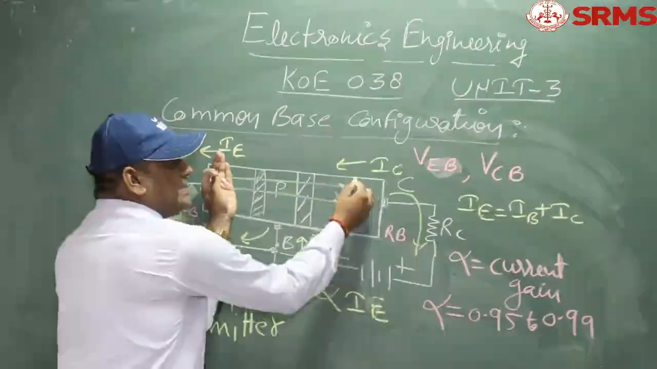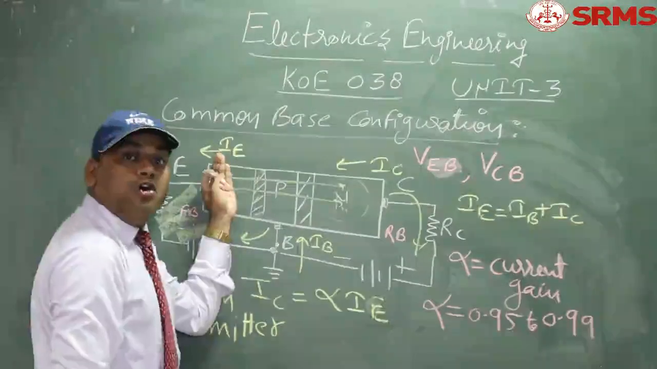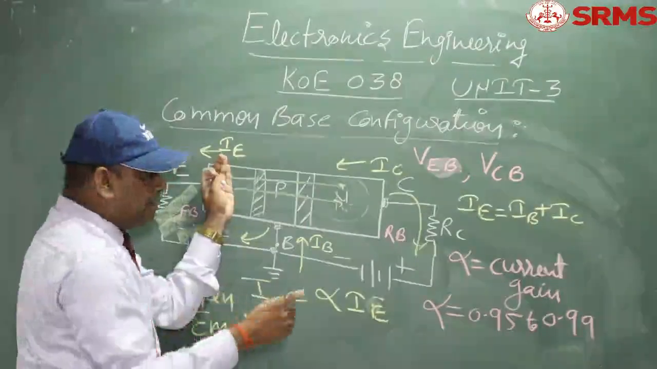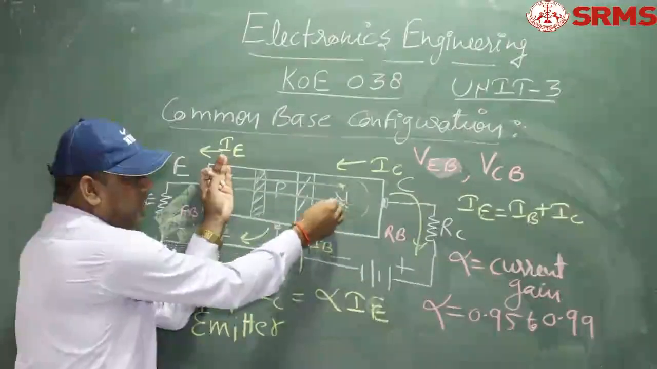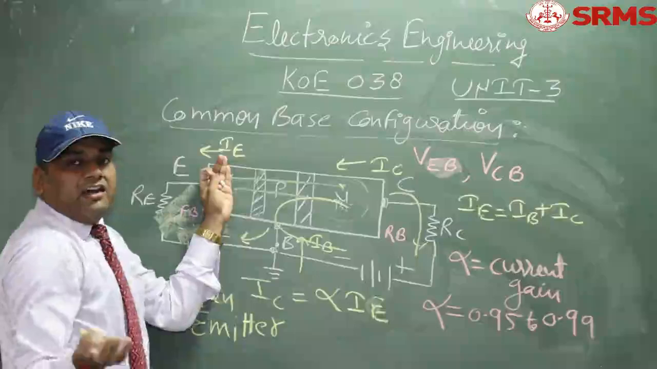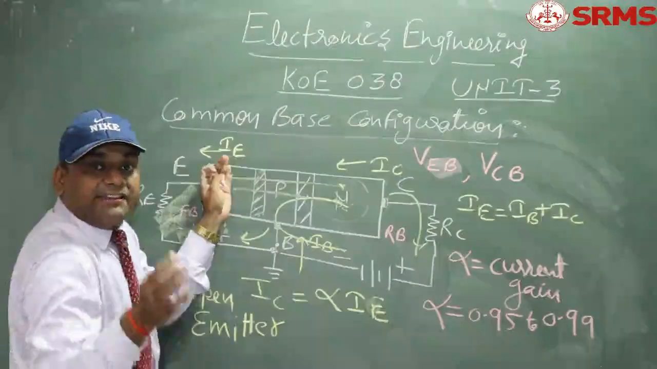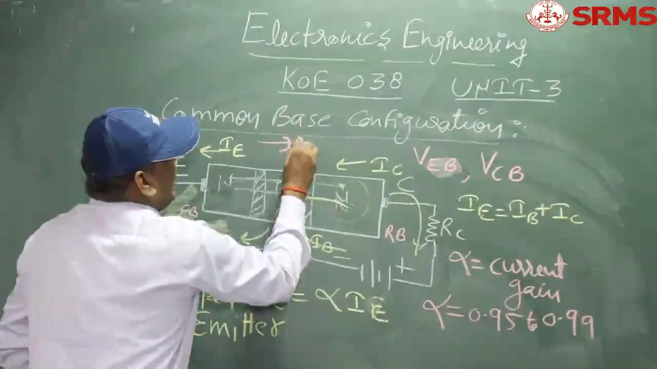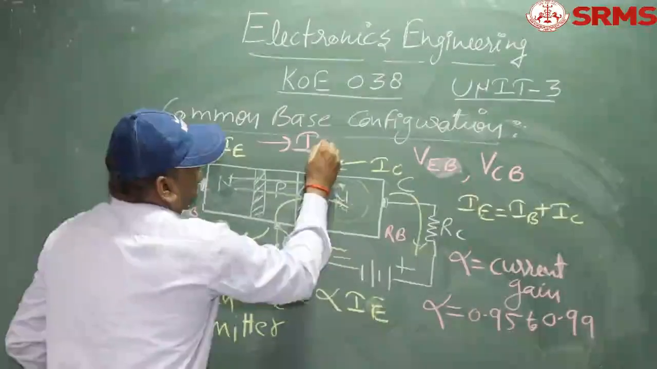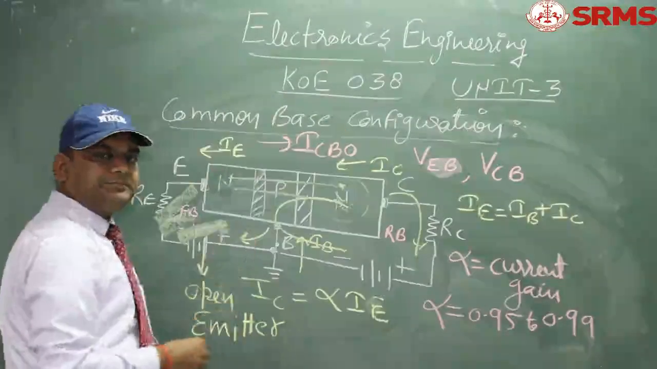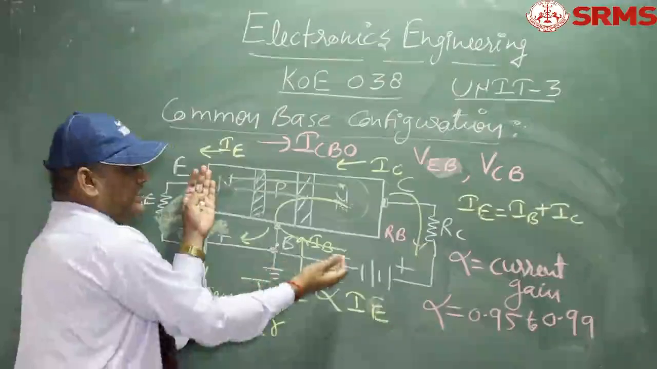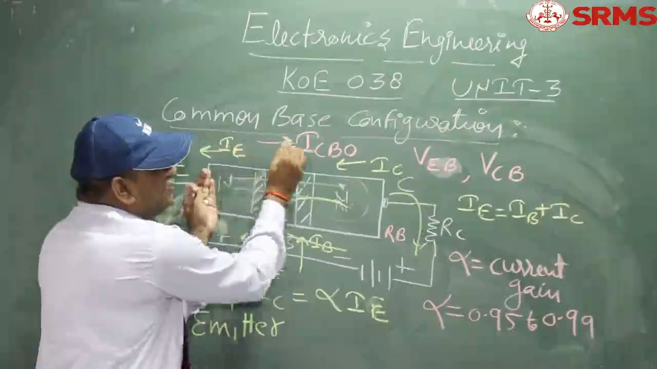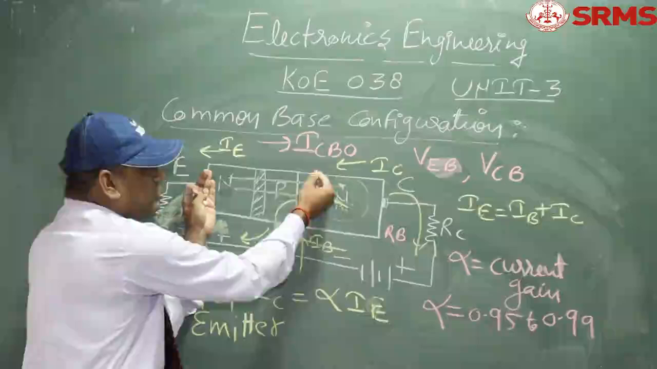But the minority charge carriers, here the minority charge carriers are holes in this N region. So these holes get attracted by this negative terminal. If the holes get attracted by this negative terminal, what would be the direction of the current? And this current is known as a reverse leakage current. So this is the direction of current, and let us assume this current is defined as ICBO. So the reverse leakage current, because this is your reverse bias voltage, and in the reverse bias condition, reverse current is flowing.